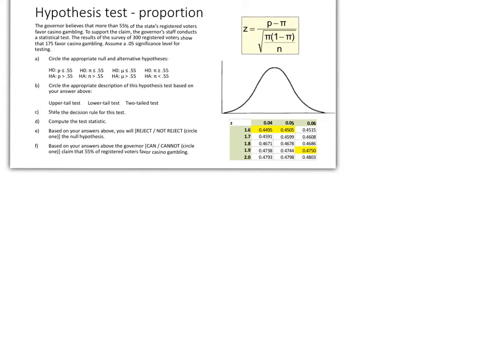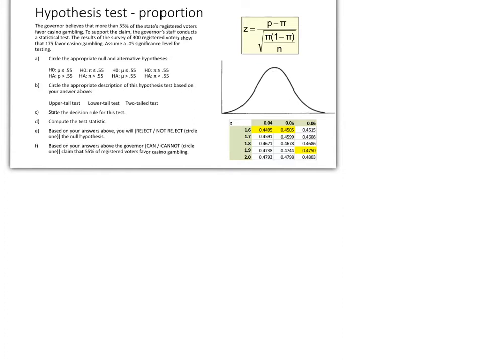Here we have a hypothesis test about a proportion. In our problem, the governor believes that more than 55% of the state's registered voters favor casino gambling. To support this claim, the governor's staff conducts a statistical test. The results of the survey of 300 registered voters show that 175 favor casino gambling. Assume a 0.05 significance level for testing.